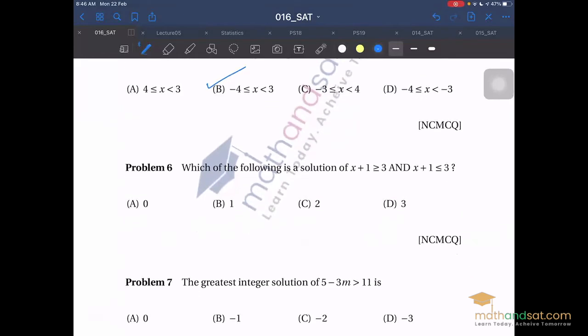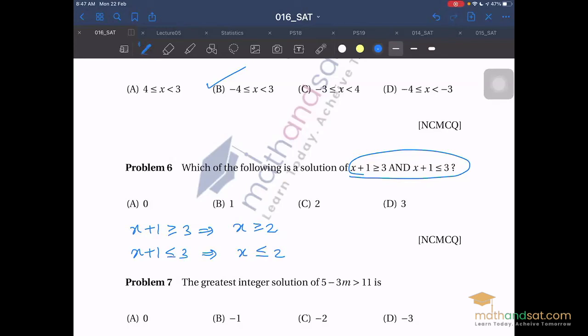Let's go to question number 6. Which of the following is a solution of x plus 1 greater than or equal to 3 and x plus 1 less than or equal to 3? So your x plus 1 is greater than or equal to 3, which means what? x is greater than or equal to 2. Now your x plus 1 is less than or equal to 3. It means your x is less than or equal to 2.